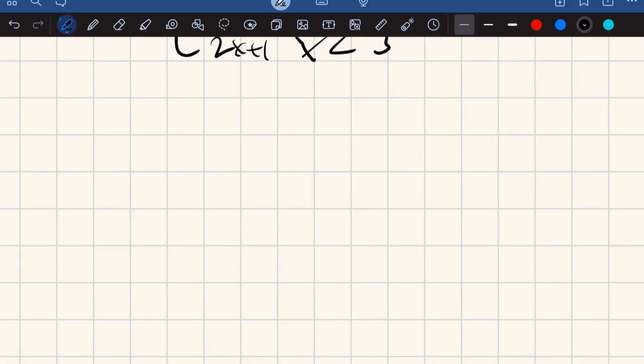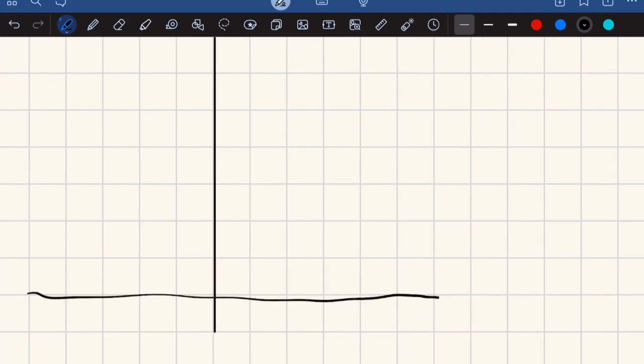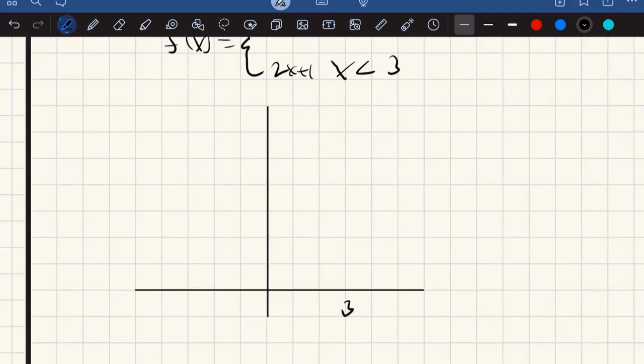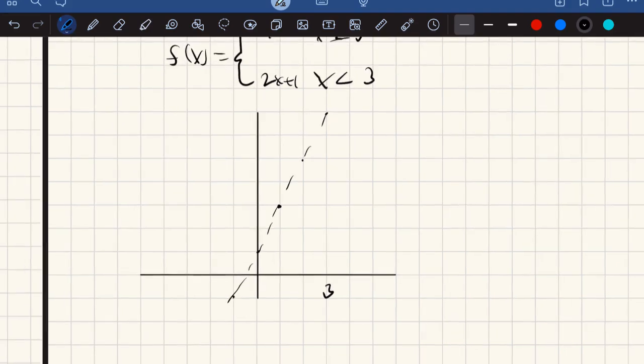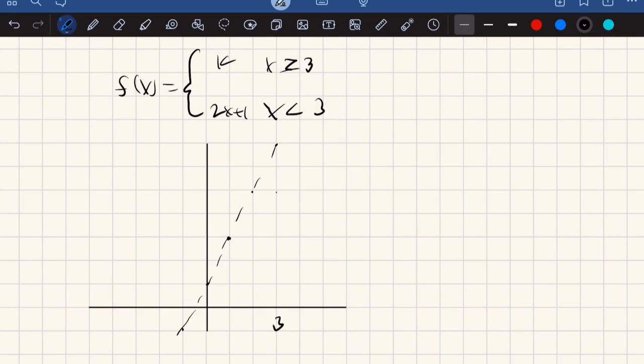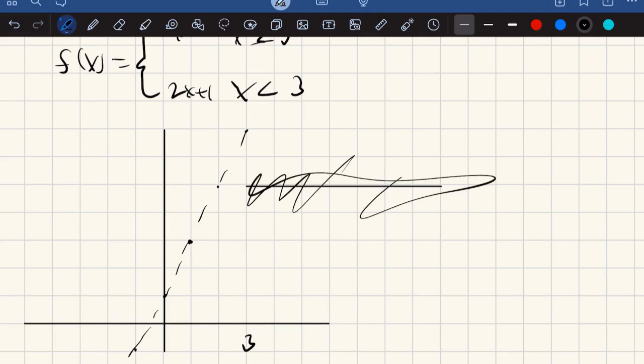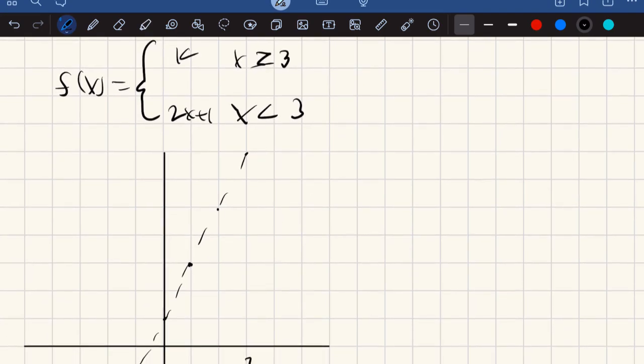For right now, we're going to understand with a graph. Let's graph 2x plus 1. It's going to be like this. I'll just make it dotted so you can see better. And k, we know, is going to be a horizontal function. Now what makes it continuous? It has to be the same as when x equals 3, or when you plug in 3 into 2x plus 1, which from this graph you can see is 7.